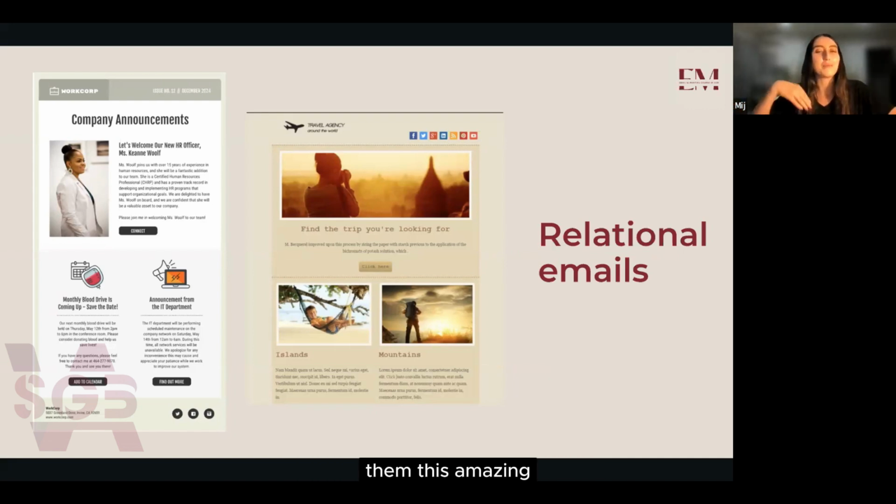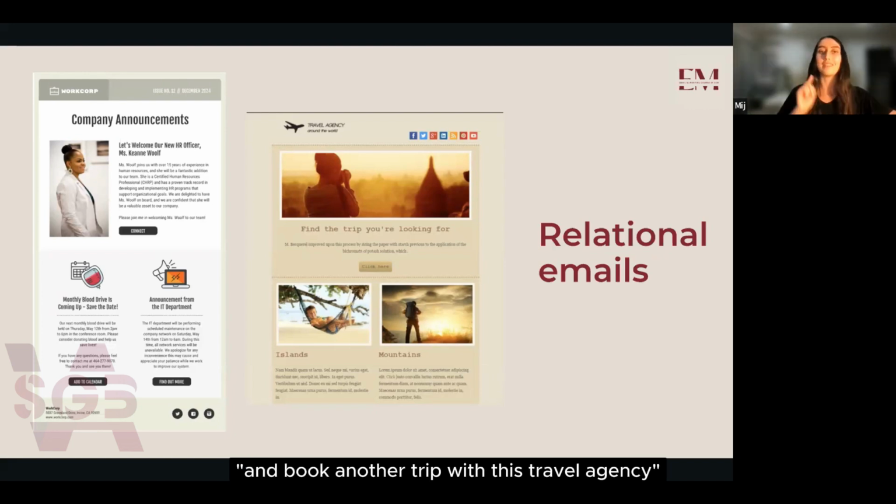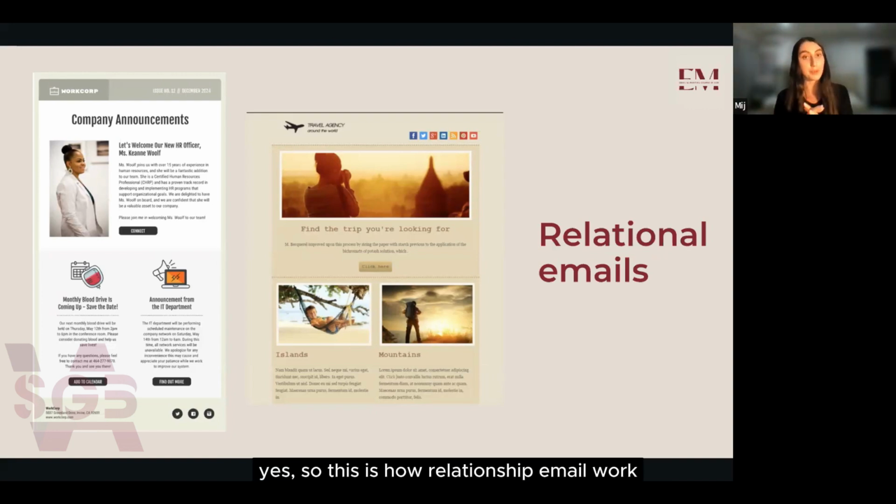to keep sending them these amazing hot tours, about the history of Indonesia, Borobudur Temple, about Bali, Jogja. And this is a way for you to establish this relationship. So let's say your customers from Europe will be like, oh my God, I can't wait to get a vacation and book another trip with this travel agency. Yes, so this is how relational emails work.